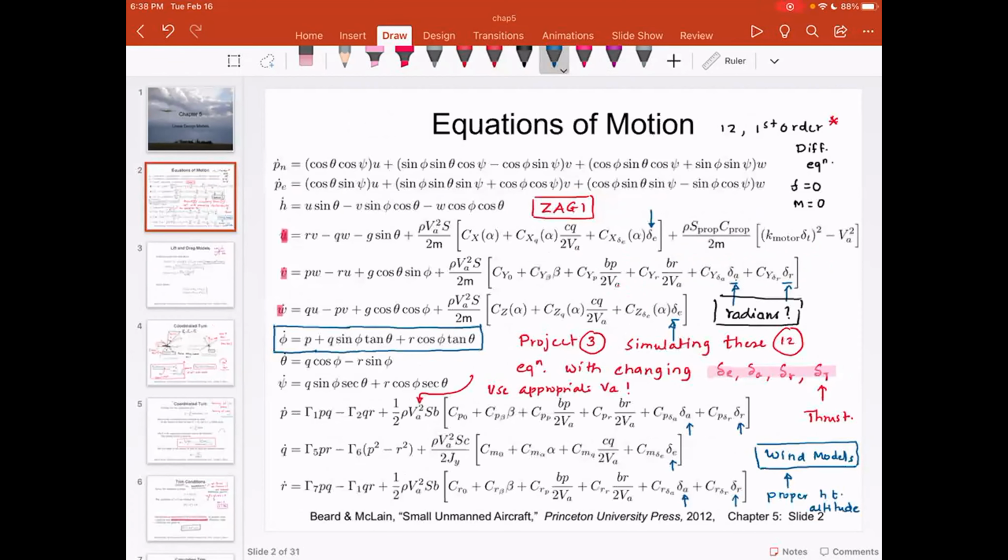So I have this equation, and I'm going to call this equation star. What I'm going to do is, first I want to stabilize in the lateral direction. That means I'm trying to stabilize the aircraft in roll.